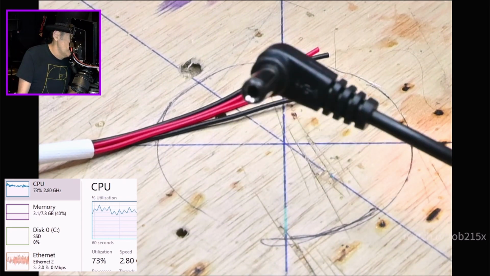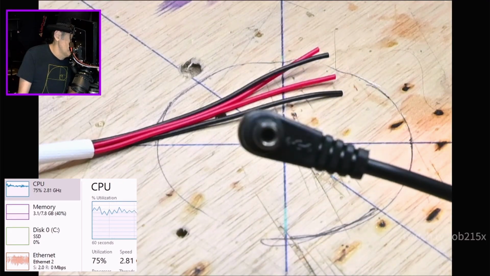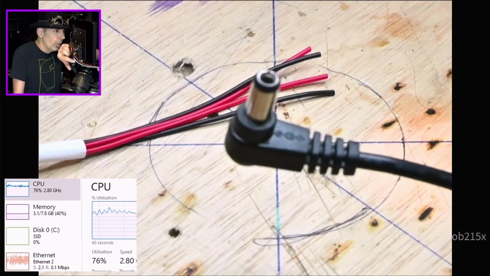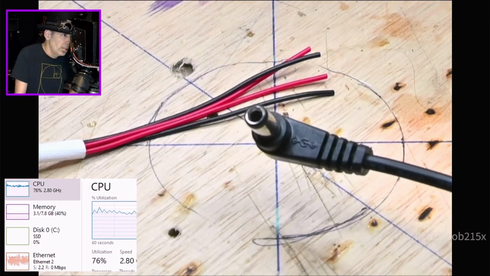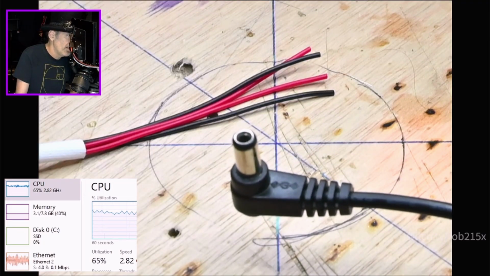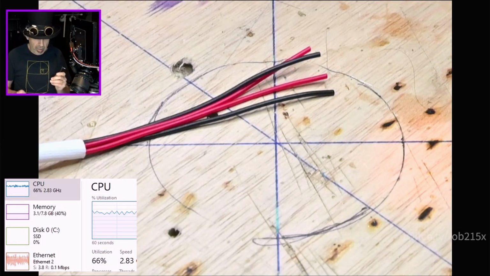This connector, it's plus and minus, but is the outside plus and the inside minus, or is the inside plus and the outside minus? Well, we don't know. Now I know what the computer uses. Now the computer needs the center to be positive and the outside to be negative, and that's how it is most of the time.